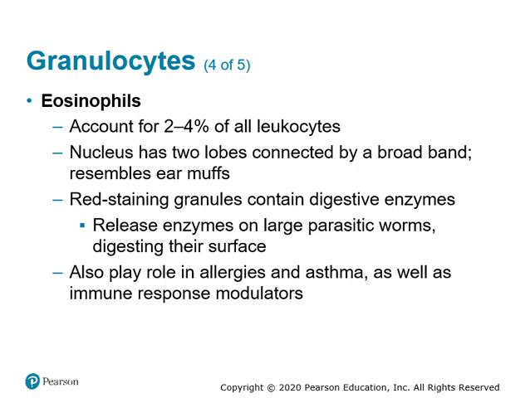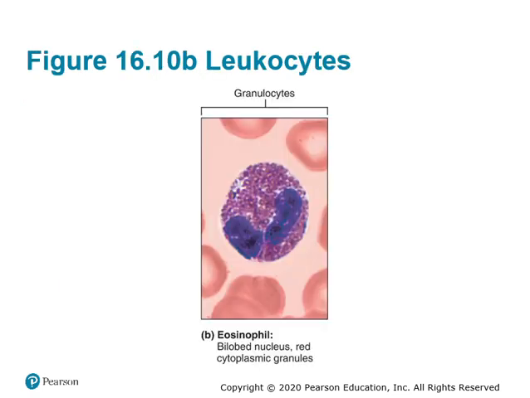Now, they have anywhere from pink to red staining granules, and they contain digestive enzymes. And they only release these enzymes to play a role in allergies and asthma, so they're immune response modulators, but they can also release them on large parasitic worms, and that starts to digest the worm's surface. They're really recognizable because of those pink to red granules, and then also you're going to be able to see that nucleus, which is bilobed.